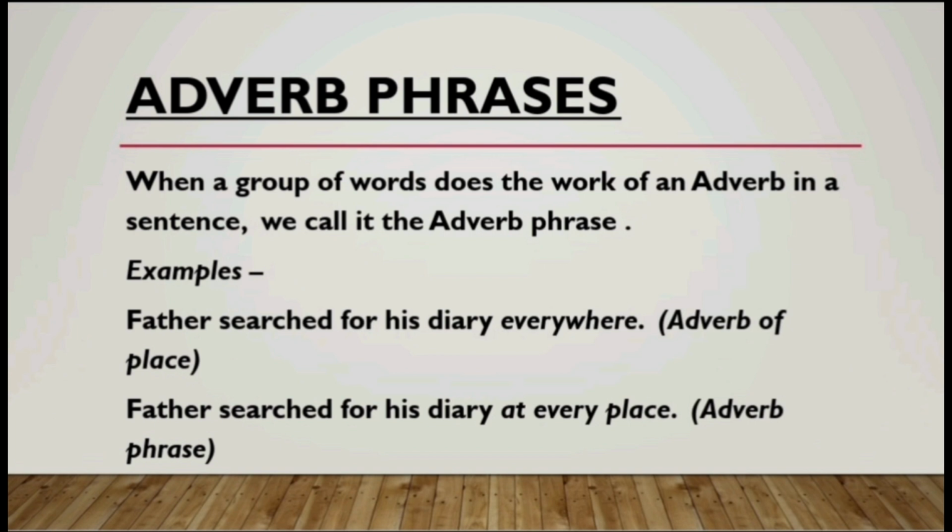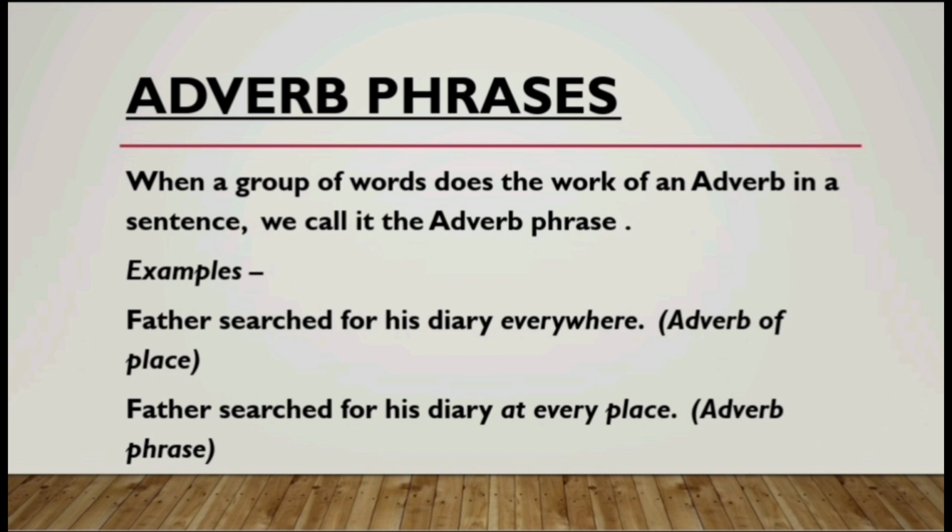If you see these examples, you will observe: father searched for his diary everywhere. So searching is a verb here, and it is modifying it, telling something. Searching what? Searching everywhere. It is an adverb of place. So where is father searching for his diary? Everywhere. So a single word which is modifying a verb, adjective, or adverb is, by definition, an adverb.